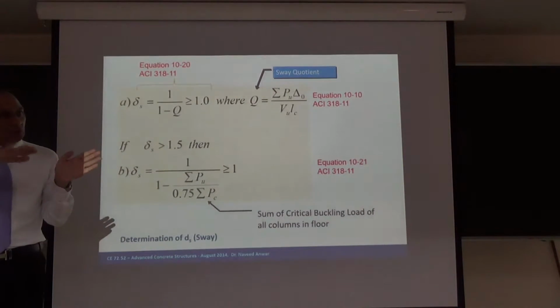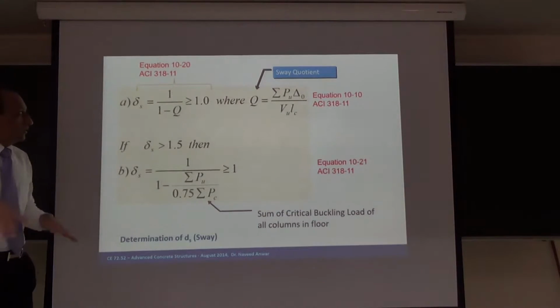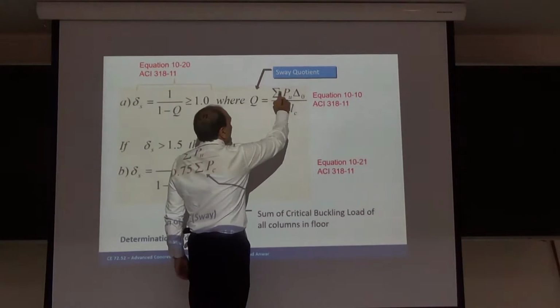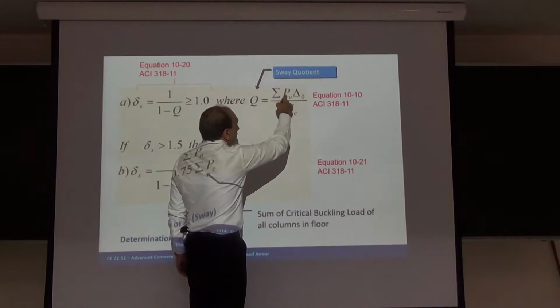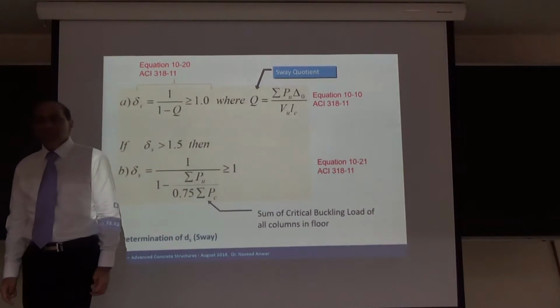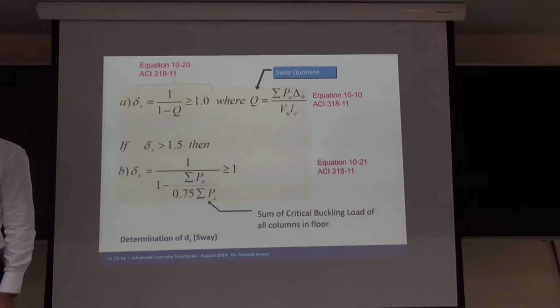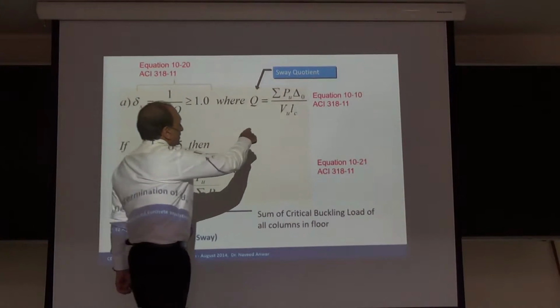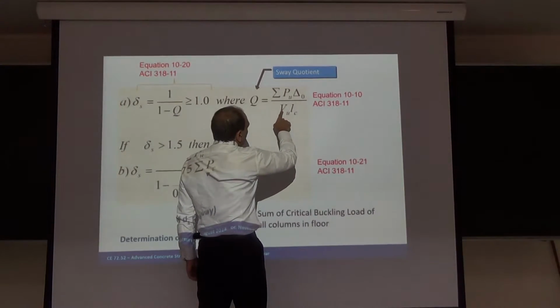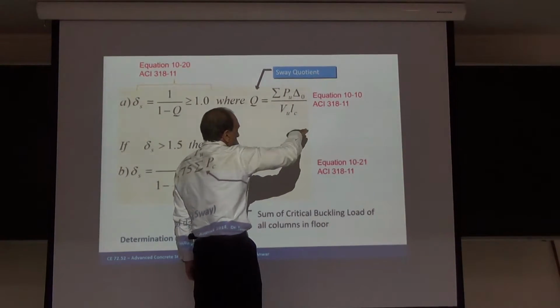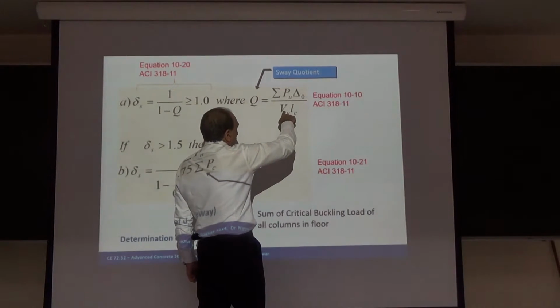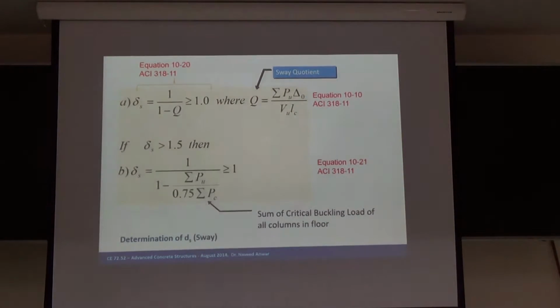This is global curvature of the floor, so it must be based on the entire floor. So that is why the PU of all the columns in a floor must be added together. And then the total story shear, the total horizontal load on the floor, delta naught and LC.